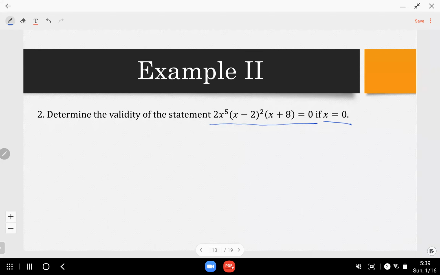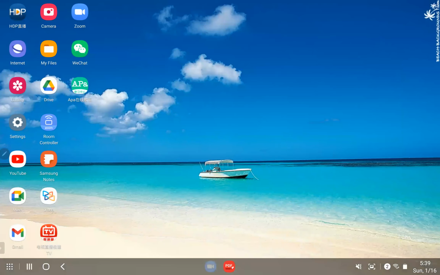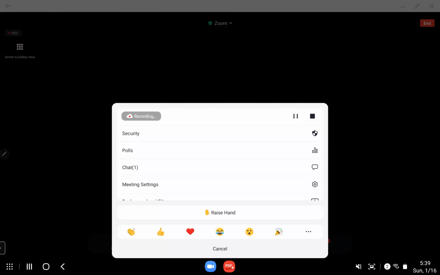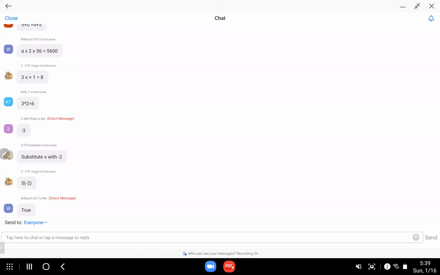If x is equal to 0, what is our first step here? It's very similar, actually the same as the last problem. We substitute in 0. So does anybody know, is this true or not? Do we know if this is true?